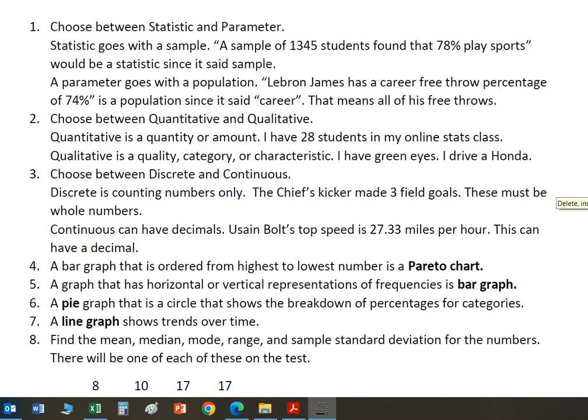Discrete and continuous. Discrete is counting numbers only. The Chiefs kicker made 3 field goals. These must be whole numbers. Continuous can have decimals. Usain Bolt's top speed is 27.33 miles per hour. This can have a decimal.